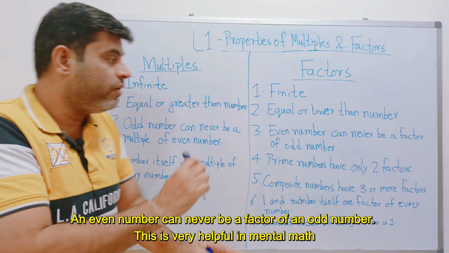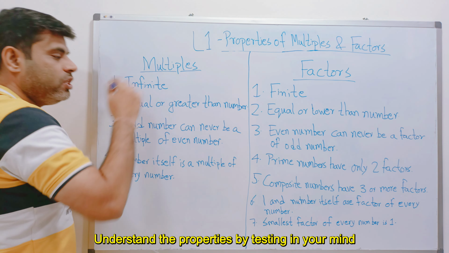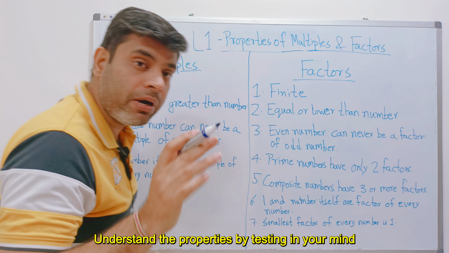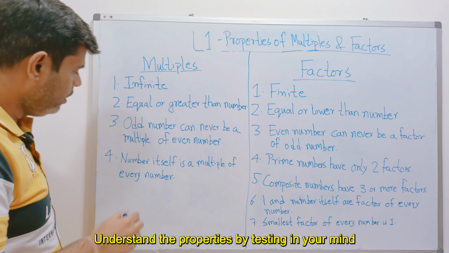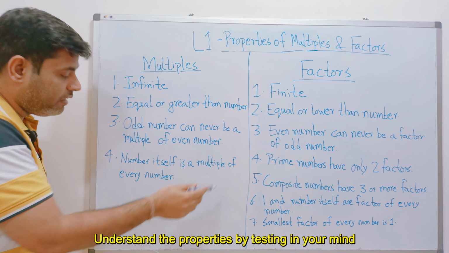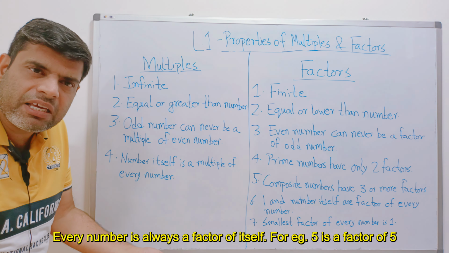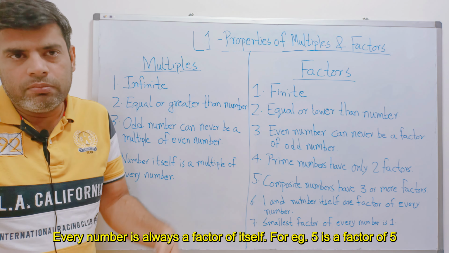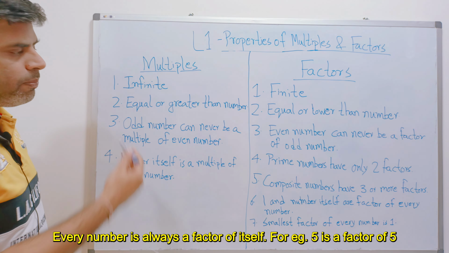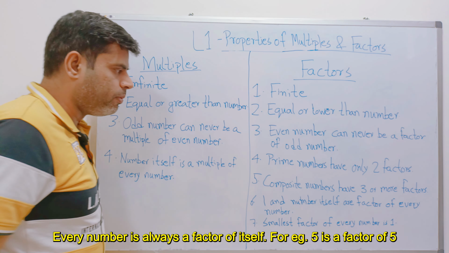Test by yourself. Understand all these three properties, because these three properties are very important in mental math, which we will learn in lesson 2 and 3. The fourth property, number itself is a multiple of every number. Very simple thing, very common sense, right? The first multiple of any number, 5 itself, right? So that is a property, very easy, and it's common sense again.